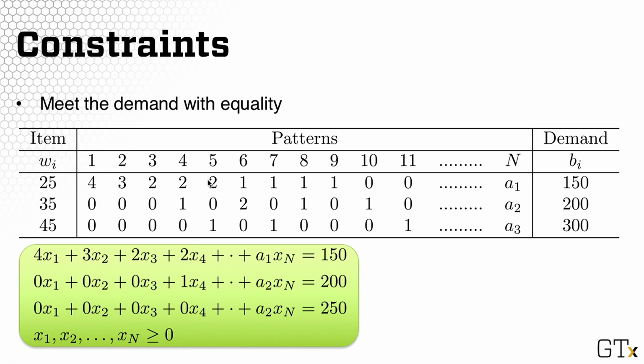For example, the first row here corresponds to how many copies of the first type of demand is cut in each pattern. So for example, 4 copies of demand 1 is cut. Multiply with x1, the number of big rows cut in this pattern, is the total number of copies for demand 1 cut in all the big rows of pattern 1. And so on for pattern 2, pattern 3, and so on.